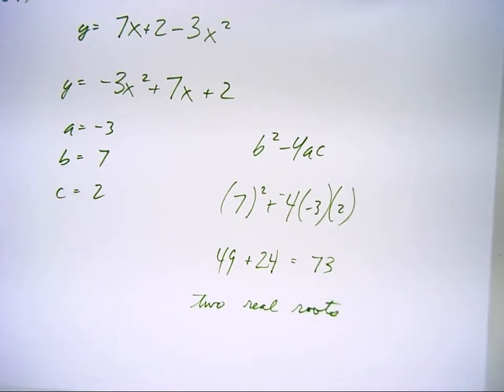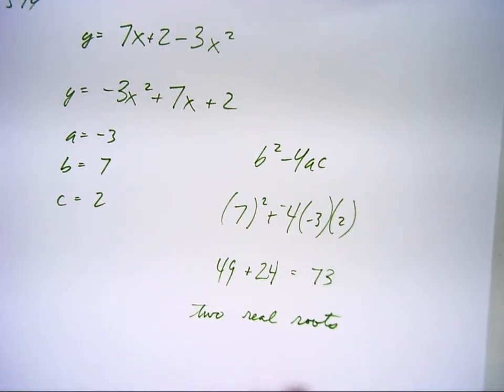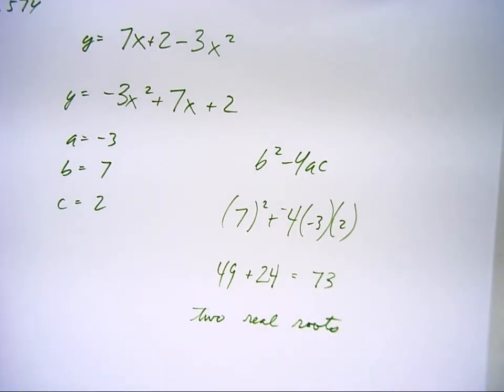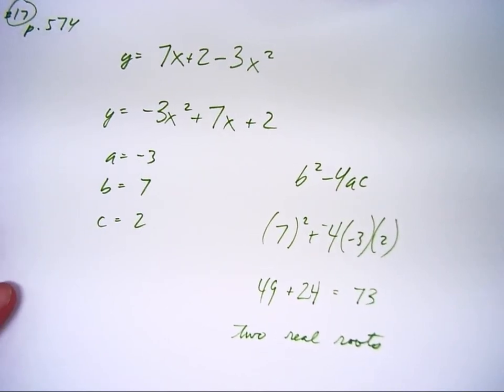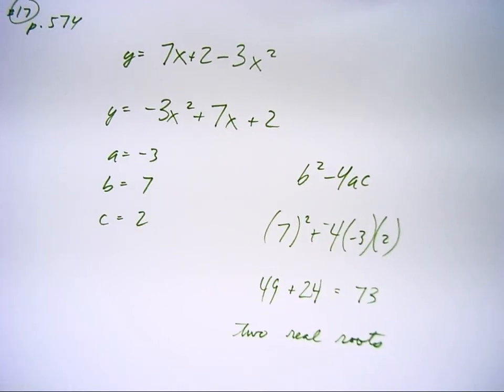So for number 17, we're going to have 2 real roots, just as we did for number 1 and number 9. So you would do 1, 5, 9, 13, and 17 for this homework. So we did 1, 9, and 17, and all of them had 2 real roots, meaning the discriminant was a positive number.